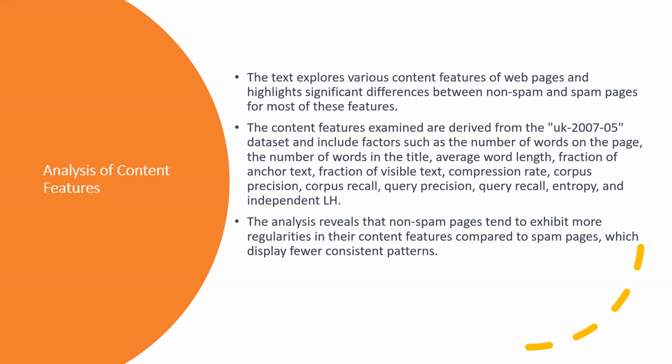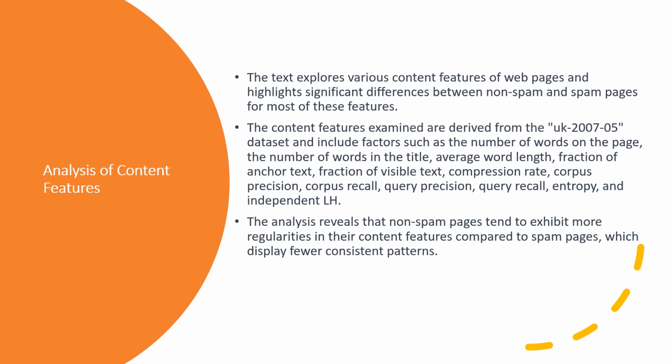So the content features, which I said before, are the characteristics of a web page used to distinguish between spam and non-spam web pages. Some of these characteristics are, for example, the number of words on a page. When the page is displayed in the search engine, the number of words per page is fixed beforehand. So if the number of words exceeds the limit, the search engine can declare the web page as spam.